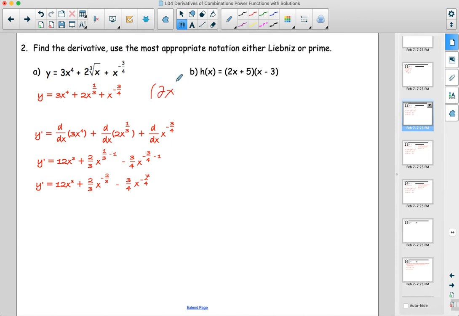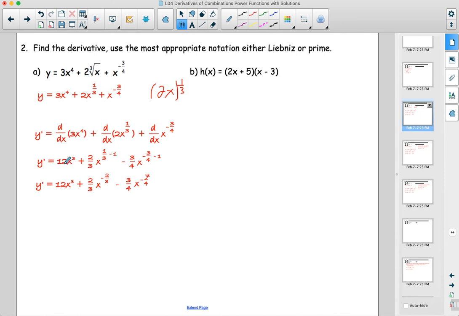2x to the 1/3 would not be written as a power function. I changed the meaning by writing it that way. That's not the way it is written. It's 2 times x to the 1/3. So I had the bracket in the wrong spot. Derivative of that term plus the derivative of the last term. And again, these are power functions.